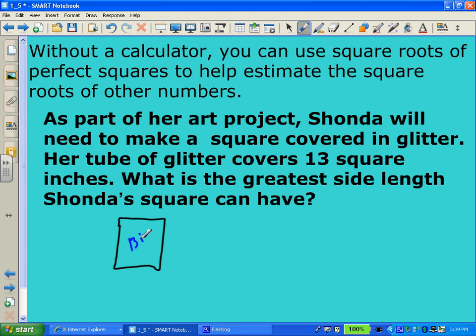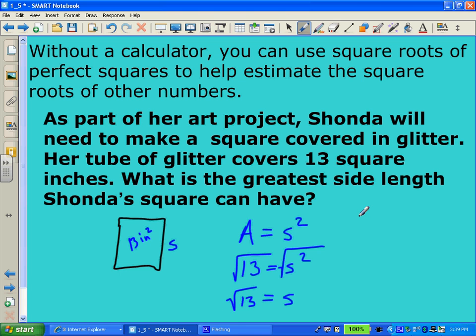And she wants to cover a square in glitter. Now her glitter will cover 13 square inches. That's the area of the square. So we want to know what is the side length. We'll call the side length S. Now if you'll remember, the formula for the area of a square is side squared. So if we know that the area is 13, then in order to figure out what S is, we will take the square root. So we know that S is the square root of 13.